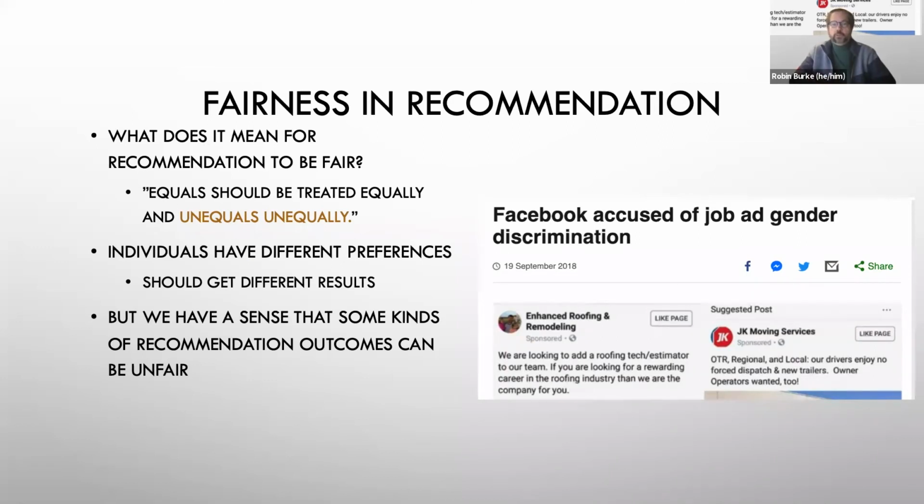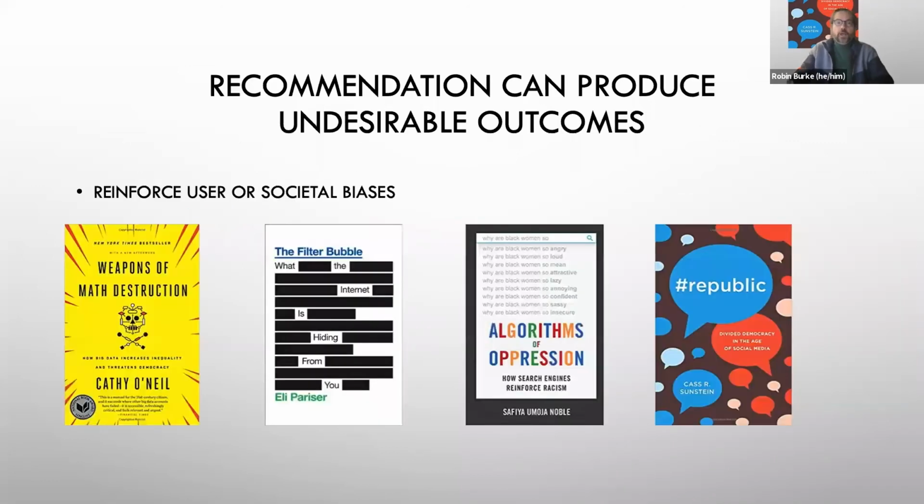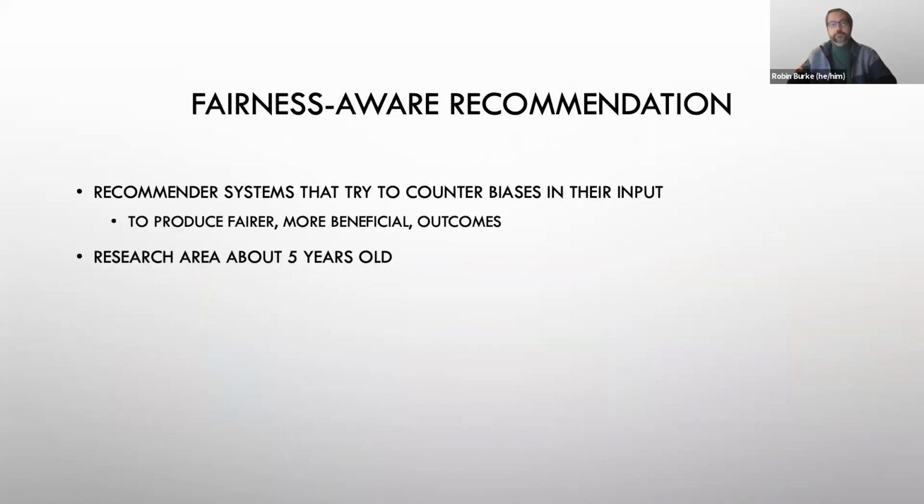And in fact, here's an example from the news in 2018. The system in Facebook that was recommending job ads to users was providing very different kinds of ads to male and female users. And that was actually considered to be in violation of equal opportunity protections in employment. We also know that recommendation can produce other kinds of undesirable outcomes, reinforcing users' biases, reinforcing general societal biases that are found in data. And there have been a number of recent scholars that have written about these kinds of effects, and they're things that we want to avoid. And so the question is, how can we design better recommender systems, try to counter some of these problems as we understand them?